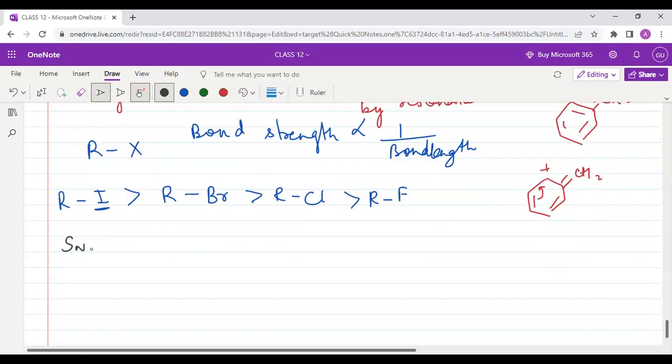So SN2 reaction is substitution nucleophilic bimolecular. This 2 indicates bimolecular, but this reaction takes place in only 1 step. Basically, in a nucleophilic substitution reaction, the existing nucleophile is replaced by another nucleophile, right? In SN2, a transition state is formed.